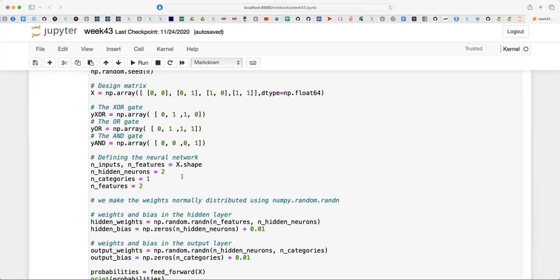So if you have 100 nodes in each hidden layer, then this weight matrix would be a 100 times 100 matrix. Okay, any questions so far?